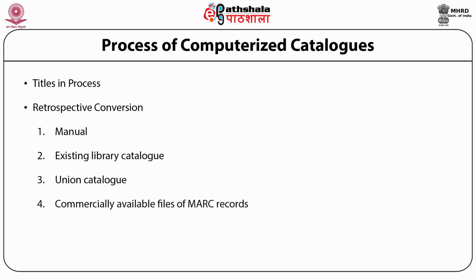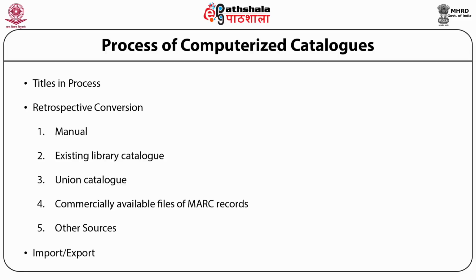It contains bibliographic description, location, and other information regarding the documents. Next, commercially available files of marked records. Records from the external databases can be downloaded directly from the relevant online databases such as OCLC or CD-ROM, etc. Other sources. Copy cataloging denotes the process of downloading bibliographic records from cataloging utilities or vendor online systems. This is the most popular method in many libraries.